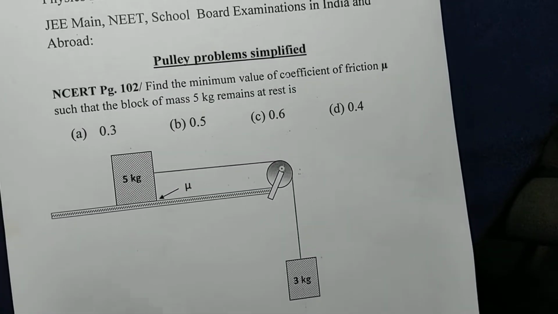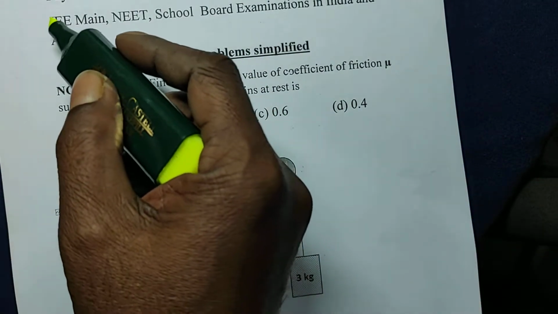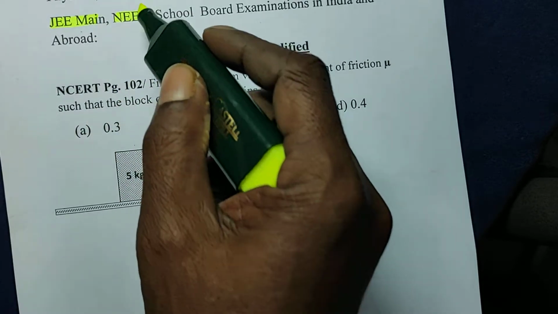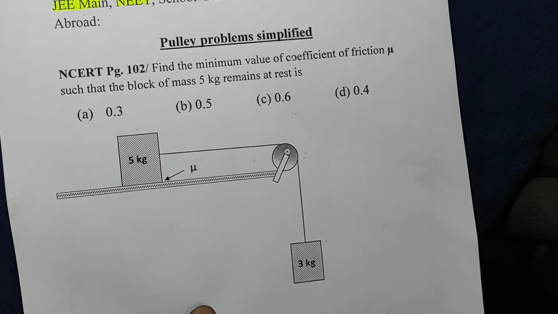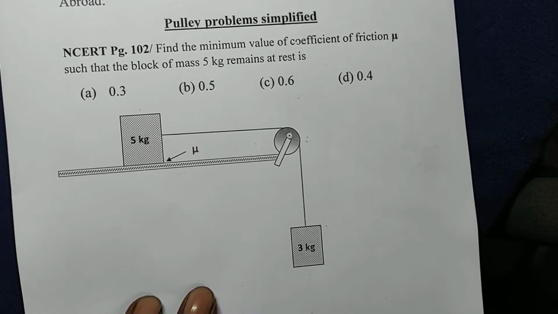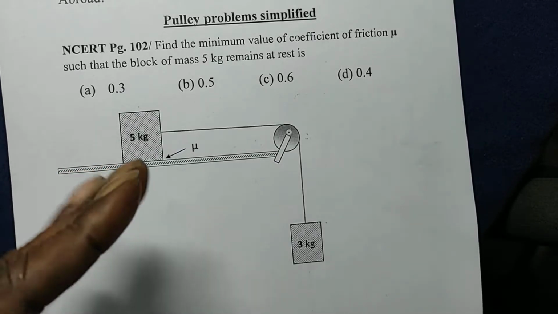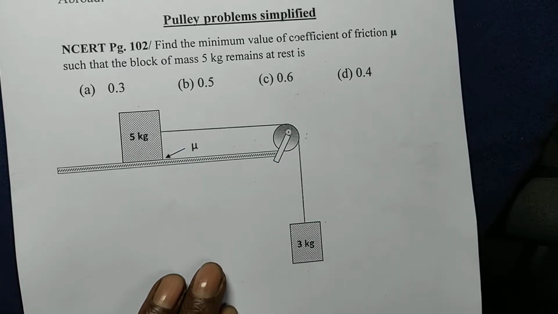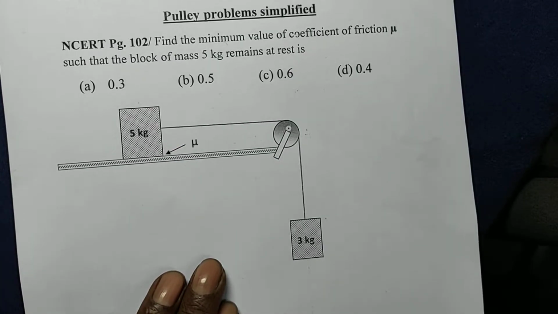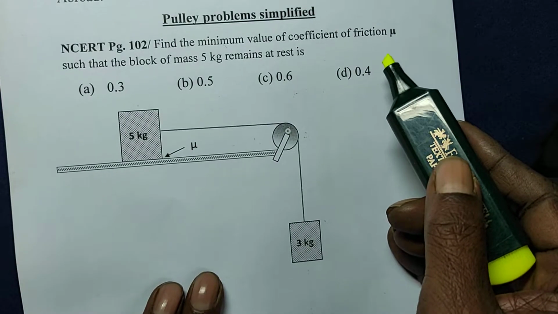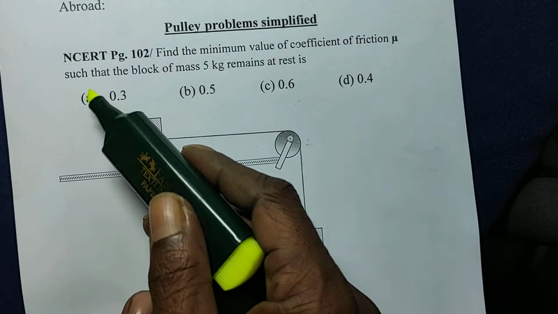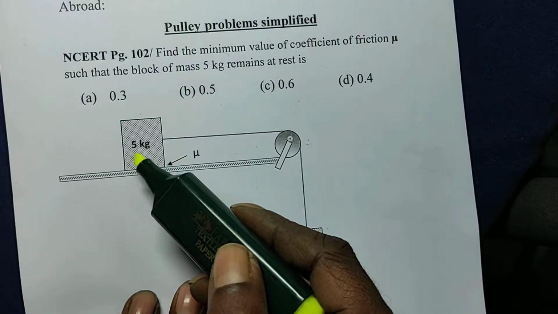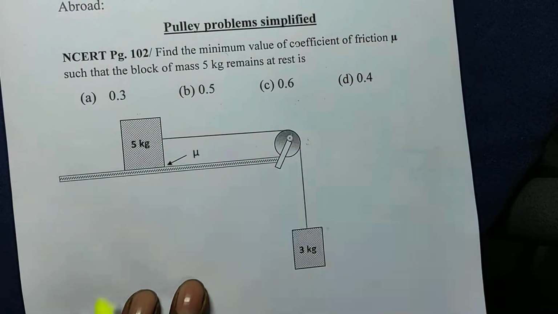It's important for your JEE Main and NEET examination, and of course sometimes in your school board examination. The statement of the problem is like this: find the minimum value of the coefficient of friction mu between this mass and the surface such that the block of mass 5 kg remains at rest, meaning this does not move.